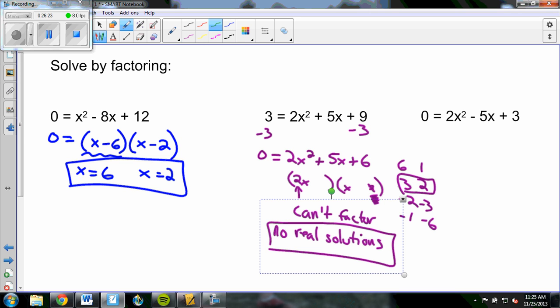Can y'all follow that? Any question there? There's nothing I could plug in for x that would make 2x squared plus 5x plus 9 equal 3. Nothing real anyways.